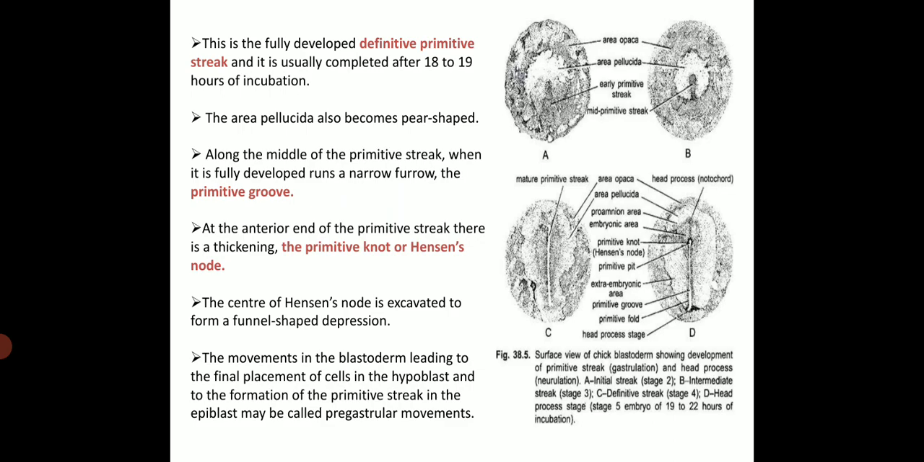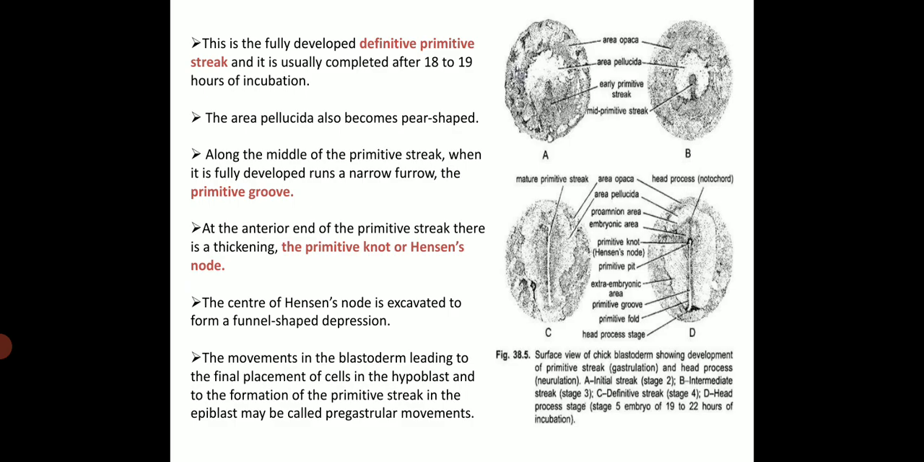So this fully developed structure, we call it the definite primitive streak. See the picture. It usually gets completed in 18 to 19 hours of incubation. The area pellucida also becomes pear-shaped. Along the middle of the primitive streak, when it is fully developed, there runs a narrow furrow, which we call the primitive groove.